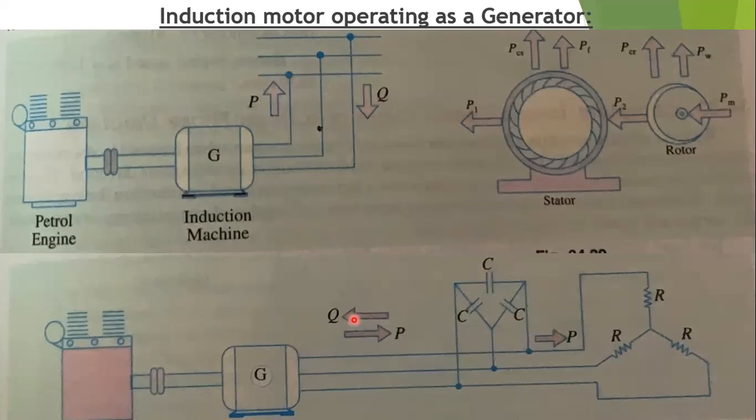So capacitors are used for supplying Q. What is Q? Reactive power drawn by the induction machine. What is its use? It produces magnetic flux. By this magnetic flux only, we are getting the voltage. That voltage is what is given to the load. That is active power. Okay. So if Q is sufficient, we will get P. Right. Understood?